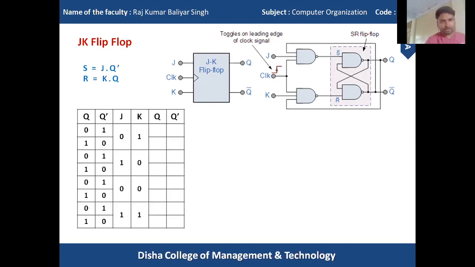This is the functional table of JK flip-flop. J and K are our main input terminals. We have to provide the input values through these two terminals, J and K. As there are two terminals, we have four sequences of input values: 0 0, 0 1, 1 0, and 1 1.